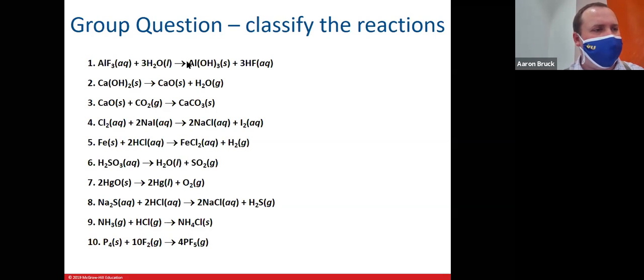One last look. No picture panels here, just straight up 10 equations, classify them. Into which group do they belong? Combination, single replacement, double replacement, decomposition, combustion. Let's go 5 minutes. Talk it out with each other. Put your answers into the chat if you're offline. I'll be around to talk to those of you that are here.